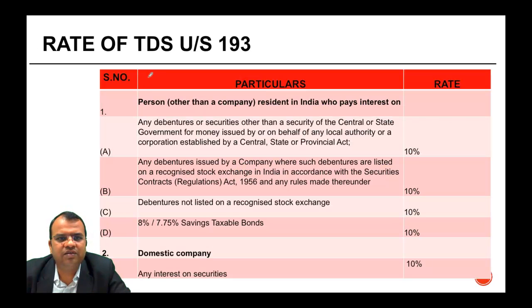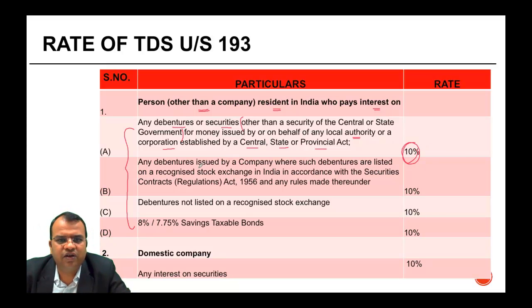So what is the rate of TDS? In case of a person other than a company who is a resident in India and they pay interest on any of these 4 categories, they have to withhold tax at the rate of 10%. So for example, a person other than a company, if they pay interest on any debentures or securities other than security of a central government or state government, for money issued by or on behalf of a local authority or a corporation established by a central, state or provincial act, the TDS rate is 10%.